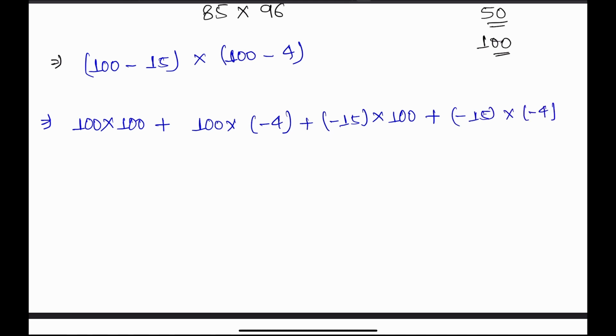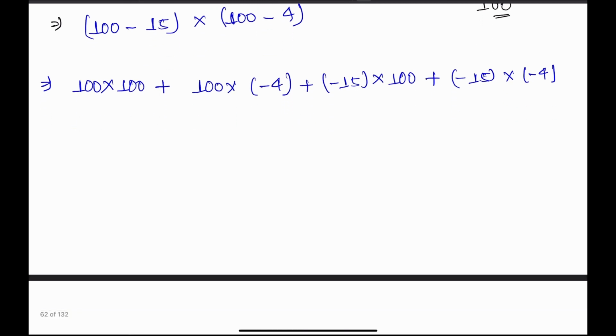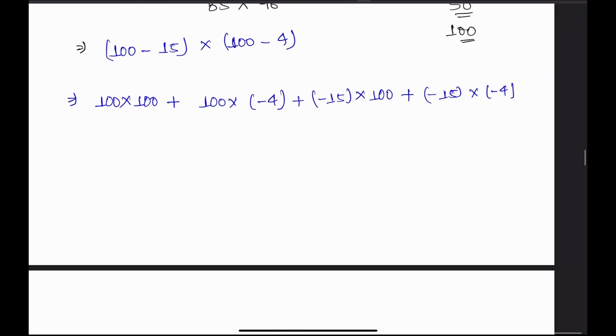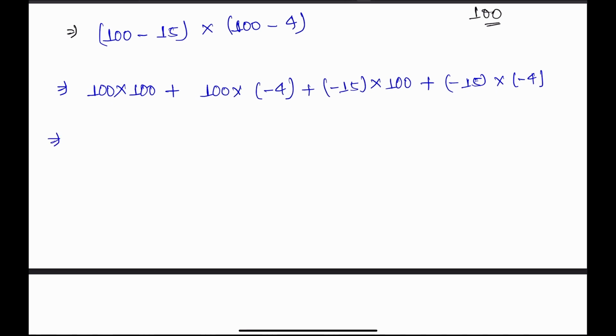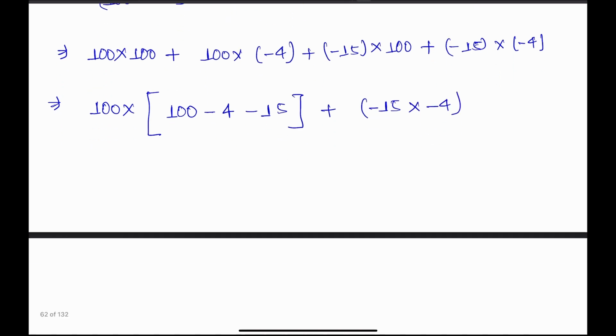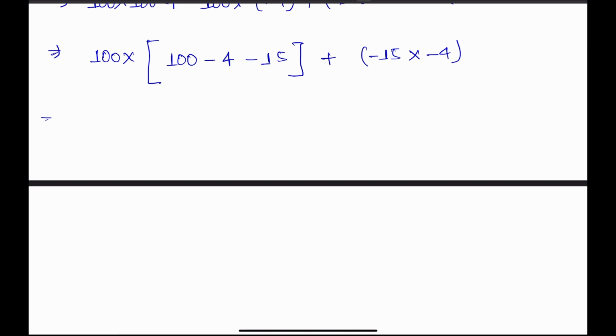Okay, so what I am looking at here is, if I take 100 common from these three places, how will it look? 100 into 100 minus 4 minus of 15 plus minus of 15 into minus of 4. Now let's try to understand. There are two ways of writing this. Let's just write it.